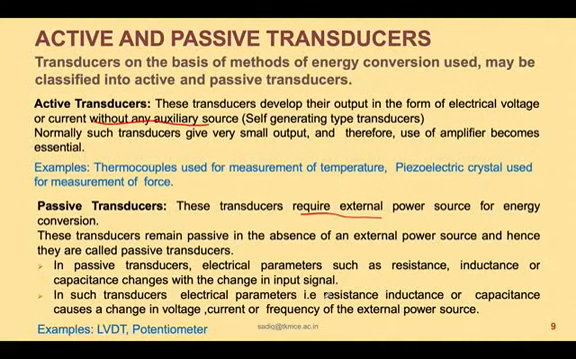Examples for passive transducers are LVDT. We have learned that LVDT requires an electrical signal, and the potentiometer is another device where a signal is required to get an output.